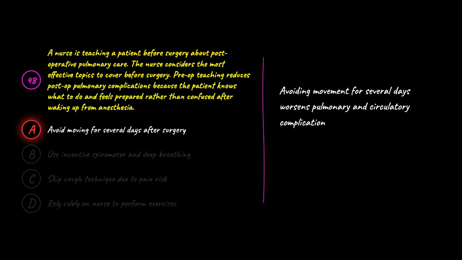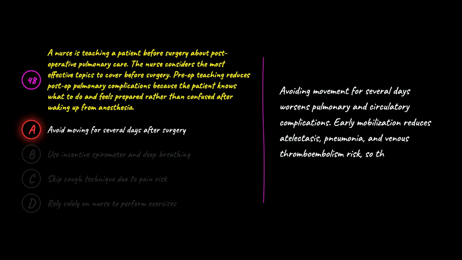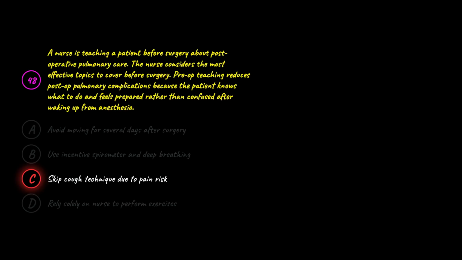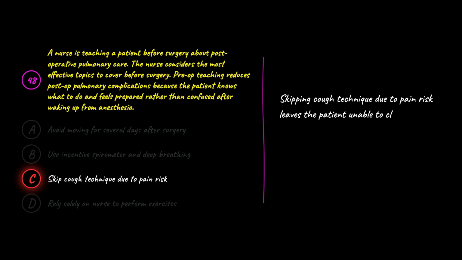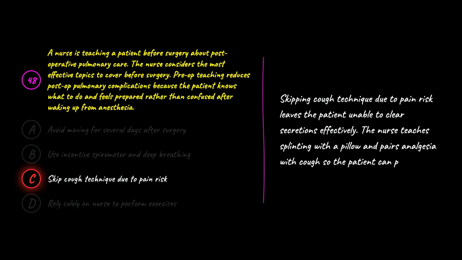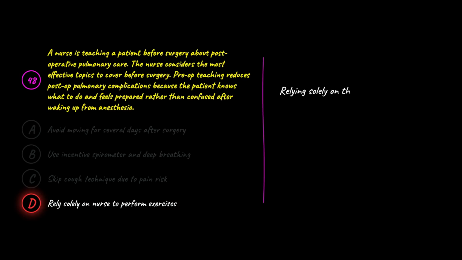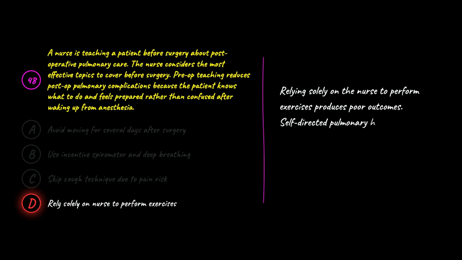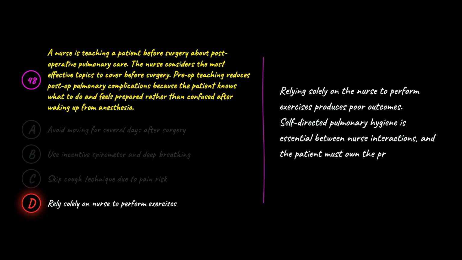Early mobilization reduces atelectasis, pneumonia, and venous thromboembolism risk. So the teaching should encourage activity rather than prolonged immobility after surgery. C is wrong because skipping cough technique due to pain risk leaves the patient unable to clear secretions effectively. The nurse teaches splinting with a pillow and pairs analgesia with cough so the patient can perform the maneuver safely. D is wrong because relying solely on the nurse to perform exercises produces poor outcomes. Self-directed pulmonary hygiene is essential between nurse interactions, and the patient must own the practice to prevent complications throughout each day.